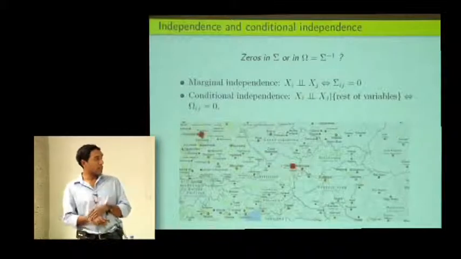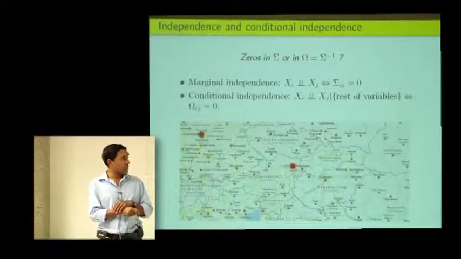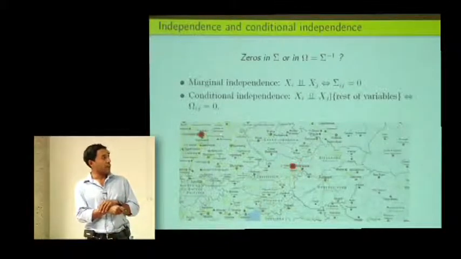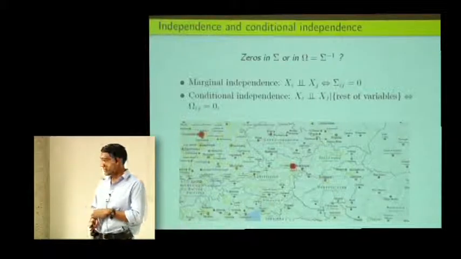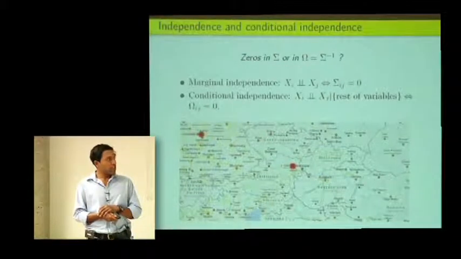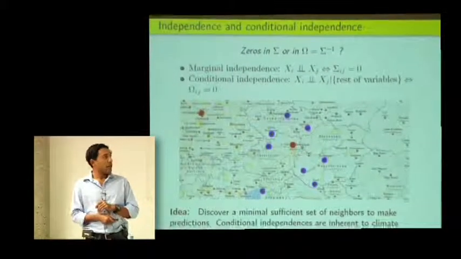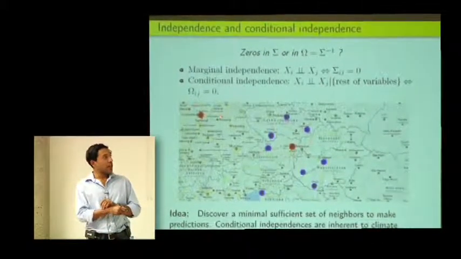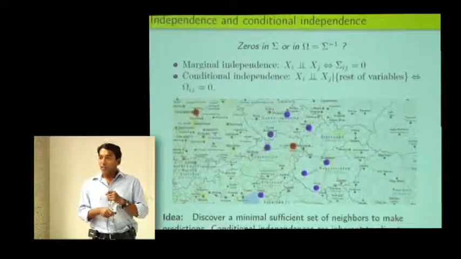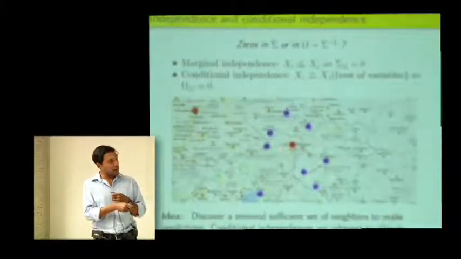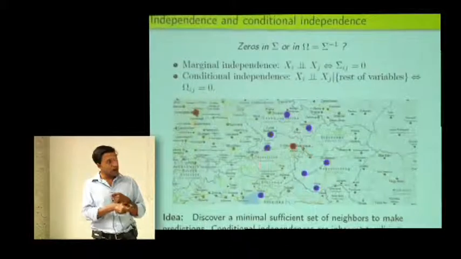So here's an example from the former Yugoslavia. This is Bratislava, and this is another town. Of course, you'd expect there to be a correlation between the two temperatures, right, at the two points. Now let me do the following. Let me look at the correlation between these two points after explaining the variability of the temperature by its neighboring points.